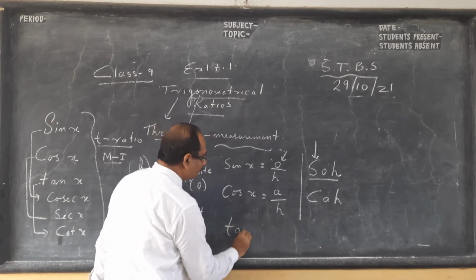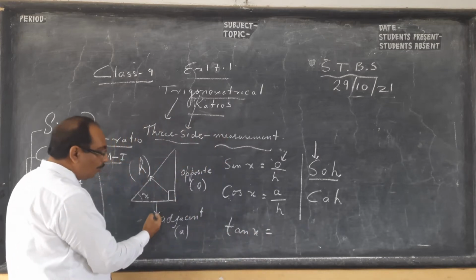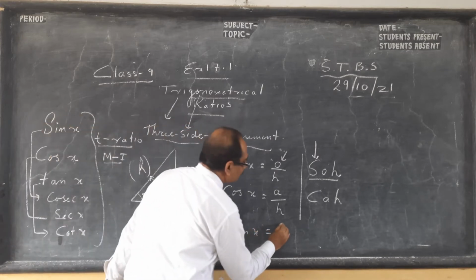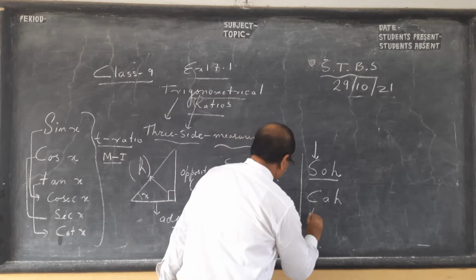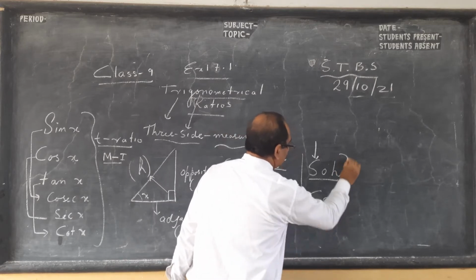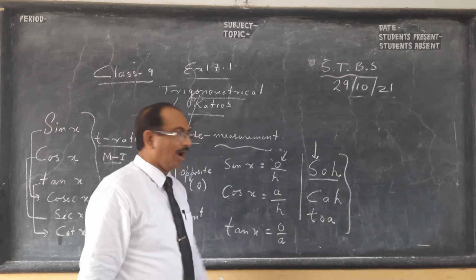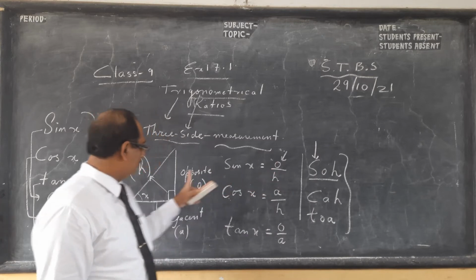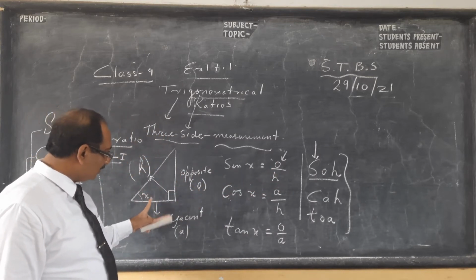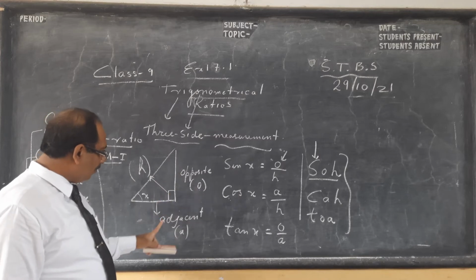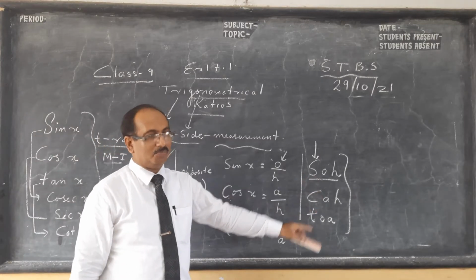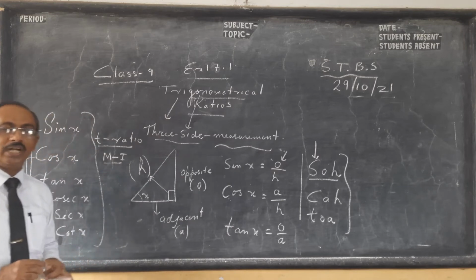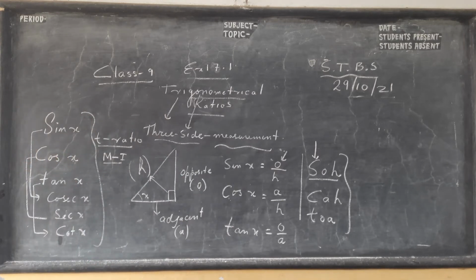Next is tan. Tan is O by A, opposite by adjacent. So, this is called TOA. So, the mnemonic is SOH CAH TOA. Sine OH, cos AH, tan OA. So, this is a short form. Another method, just I'll tell you in short, so kindly pause the video and copy. Then another I'll just tell you in short, then we will do few practice sums.